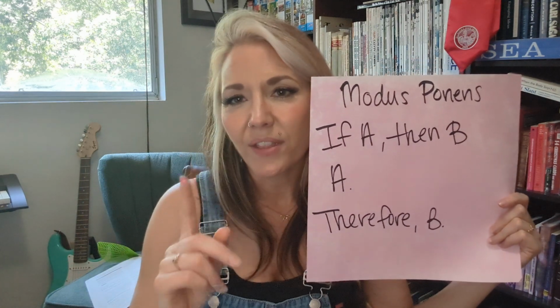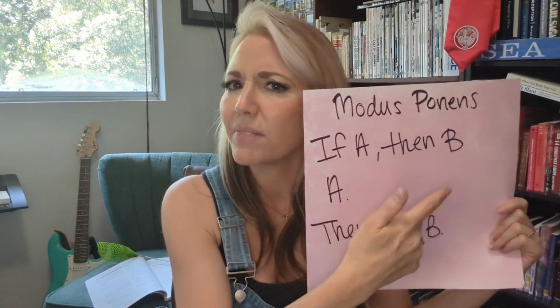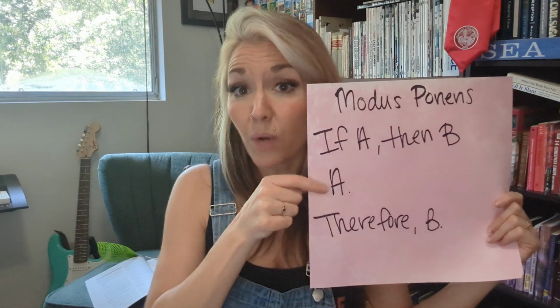Modus ponens. This is how we read it. Here's my argument. Here is my reasoning or example, and here's my conclusion. So my argument here is if A, then B. I say that if it's an A, it's also a B. So that means, oh, it's an A, therefore I'm going to say it's a B.